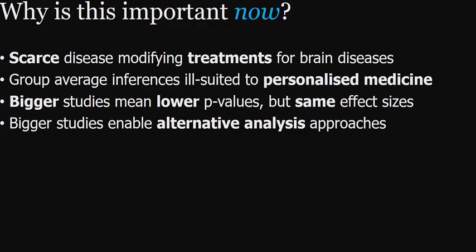We're all getting bigger studies at the moment, and that means we're getting lower p-values, but actually more and more things are becoming significant on average, while the effect sizes are the same. And this is important because we're going to potentially get lots more significant results on group averages, but it doesn't necessarily mean these are going to be promising leads for tailoring treatments to patients. But bigger studies also provide an opportunity to try different analysis methods that we couldn't use previously.